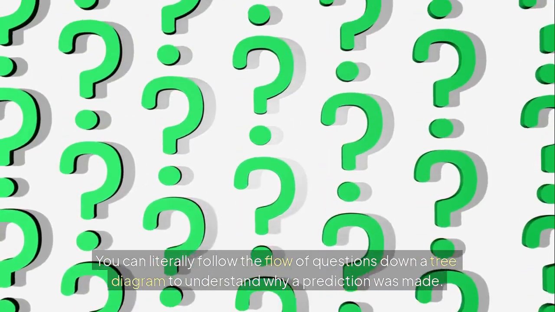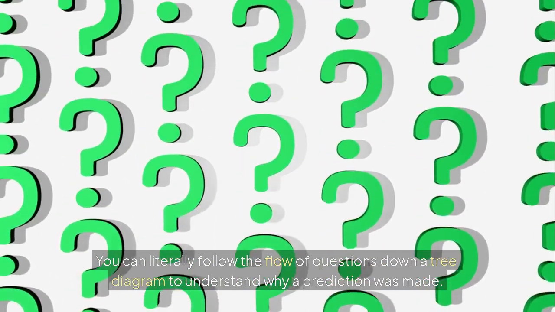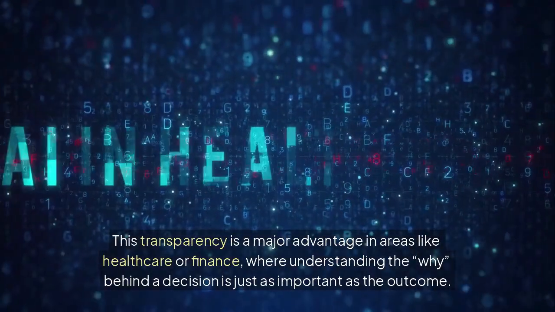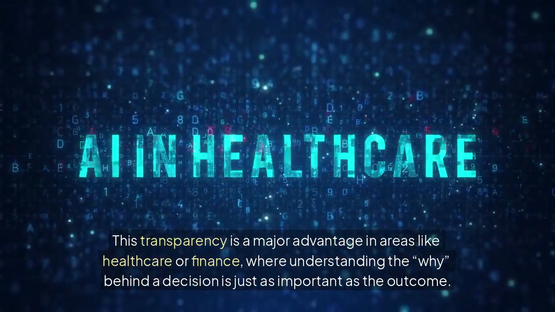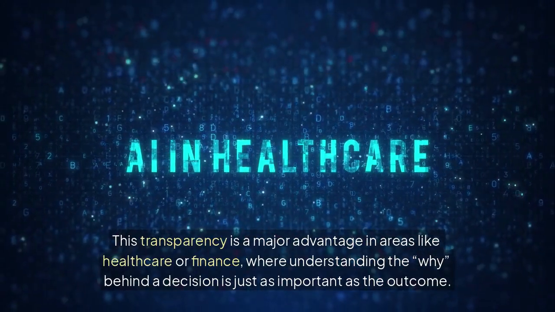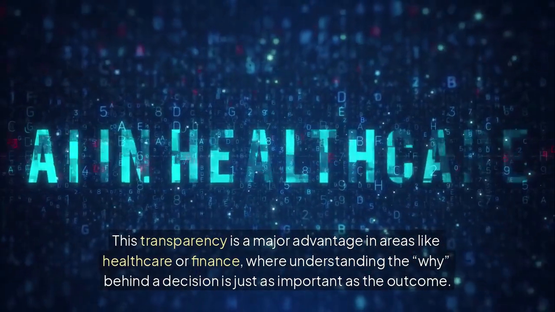One of the best parts about decision trees is how easy they are to interpret. You can literally follow the flow of questions down a tree diagram to understand why a prediction was made. This transparency is a major advantage in areas like healthcare or finance, where understanding the why behind a decision is just as important as the outcome.